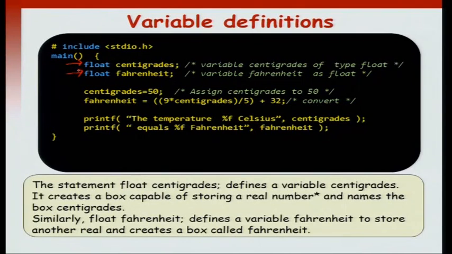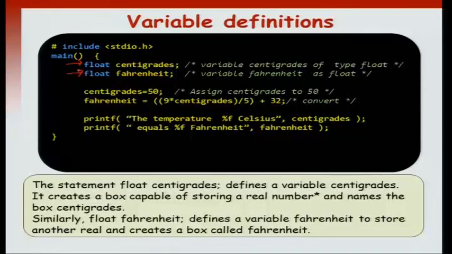If you look at the first statement, it says float centigrades semicolon. Now this defines a variable centigrades: it creates a box capable of storing a real number and names the box as centigrades. So the box is of type float. That type float means that that box can hold a real number. Similarly, Fahrenheit is also a box which can hold a real number. So you declare that the type of that variable is float. So these are supposed to be the first two lines of the code.